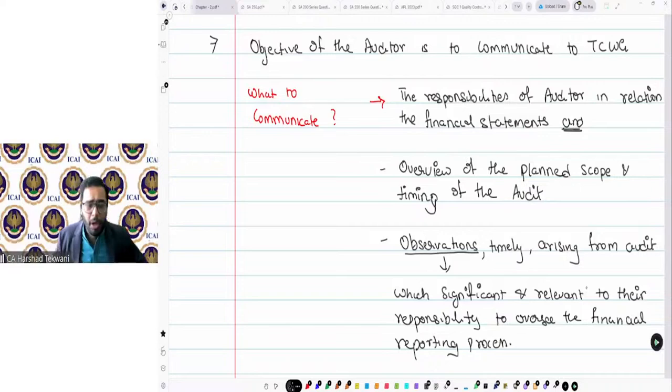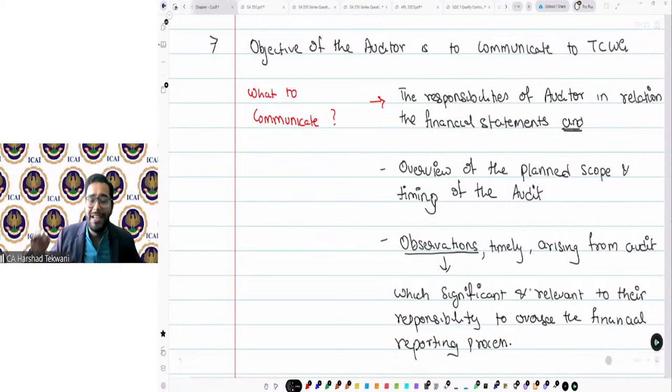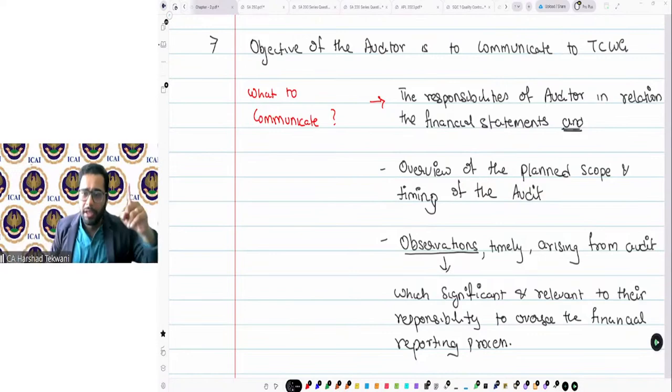Understand, I need to communicate observations on a timely basis arising from audit. What are the observations? An observation could be non-compliance with laws and regulations. That could be one observation that I need to communicate. But I need to communicate observations which are significant and relevant to their responsibility. For example, there was a non-compliance with respect to safety requirements. In corporates, due to fire safety regulations, each and every office has to keep exit signs: from here you need to exit, from here you need to exit. Now those exit signs were not clear or they were not there. Will I go to those charged with governance and say, the exit signs are missing, so I'm reporting to you, please make sure there is an exit sign in this particular office?